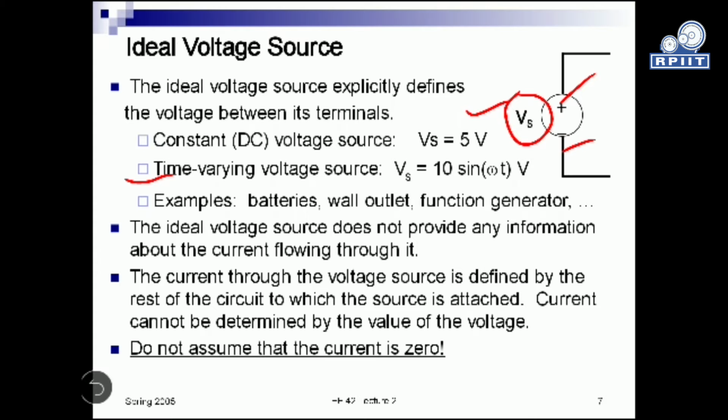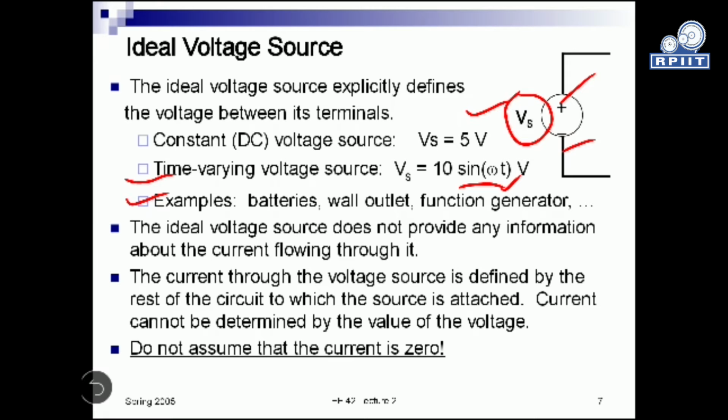So sine omega t is nothing but, the magnitude 10 is a function of sine of omega t, that is, our sine wave is a function of the frequency omega t. As the frequency increases, the magnitude will keep increasing. Examples: batteries, wall outlet, and function generator. The output of these sources will be a sinusoidal signal, or an ideal voltage source we must consider.